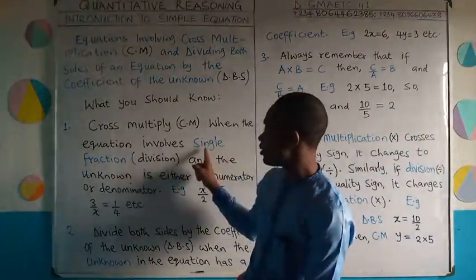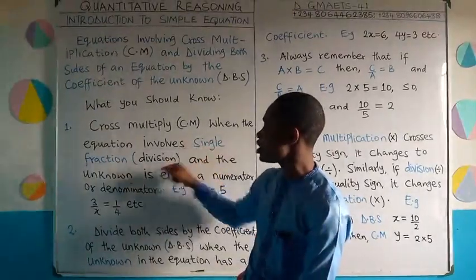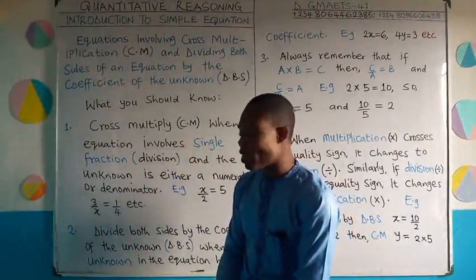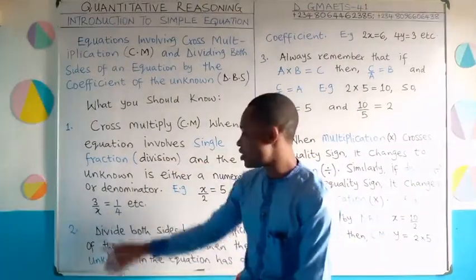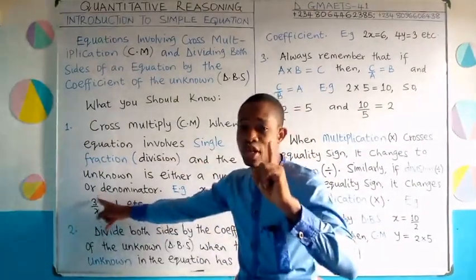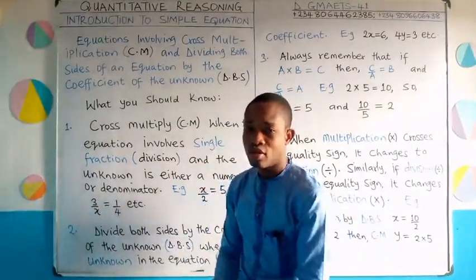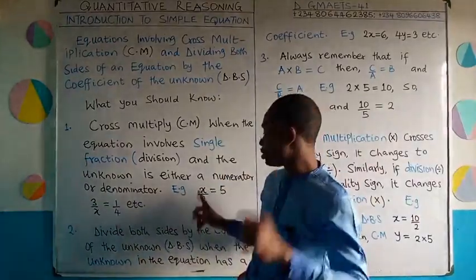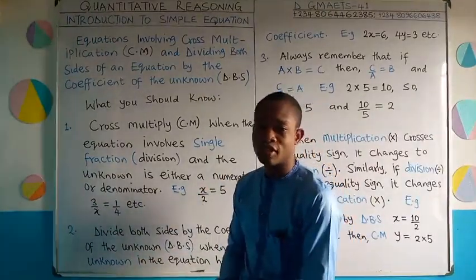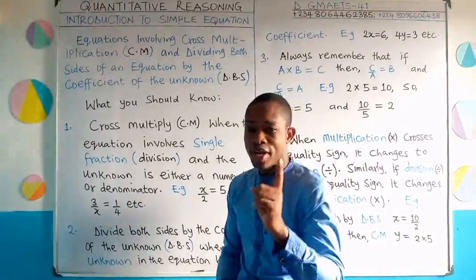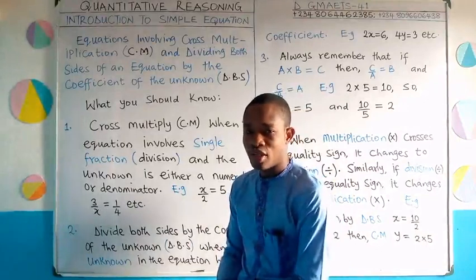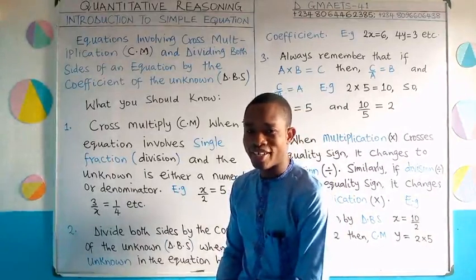On the board here, I wrote something here. When the equation involves single fraction. Alright, so what do I mean by single fraction there? You can see on the left hand side you have just one fraction, which is 3 over x. Look at this one. You have just one fraction, x over 2 on the left hand side. That is what I mean by single fraction. Now take a look at the board. Let me show you something once again.